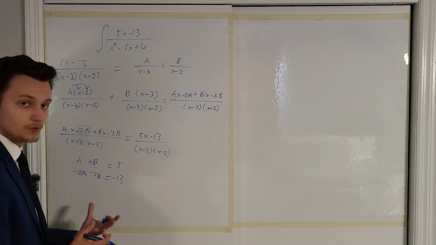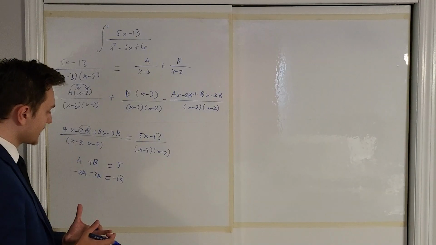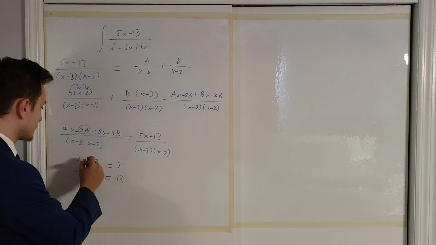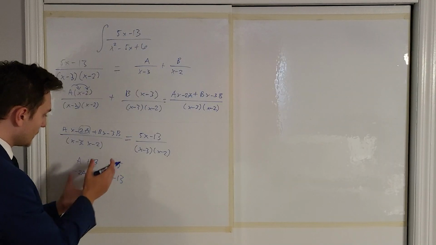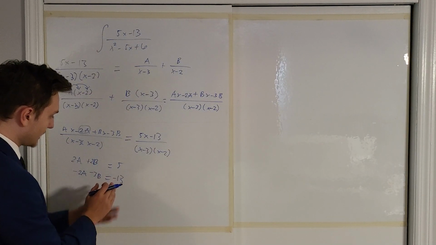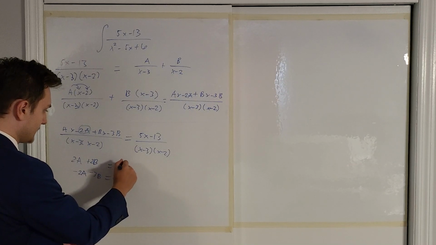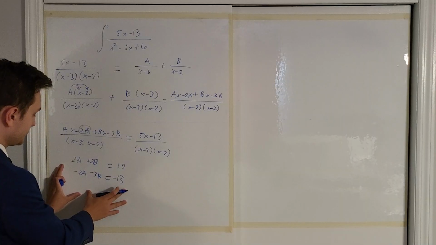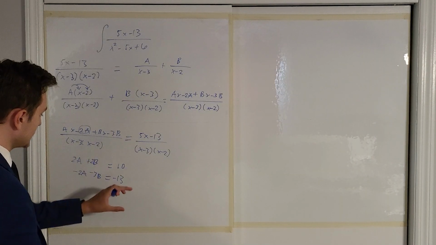And now let's use the methods we learned back in pre-calc to solve this system of equations. Let's try it this way. What I'm going to do first is I'm going to double my top equation. I'm going to say 2a plus 2b equals 2 times 5, which is 10. Okay? And now I'm going to combine the top and bottom. I'm going to basically add these two together.